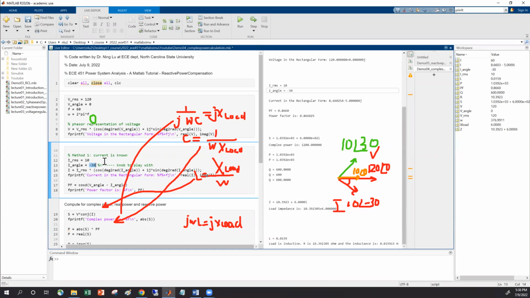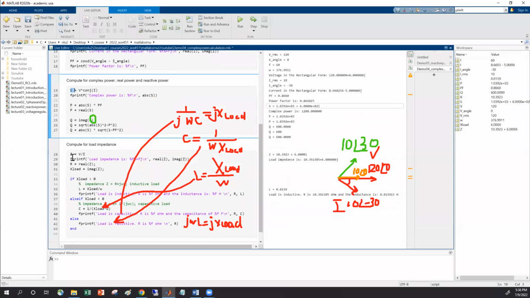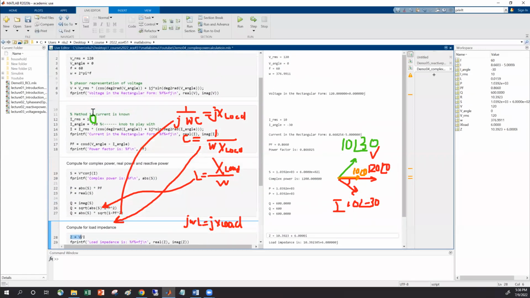So in this video, I just introduced to you how to calculate the complex power here, and how to compute the load impedance if the voltage and current are given. So in our next video, I'm going to introduce the second way of computing the complex power, where we give you the impedance and then let you compute the complex power and current. Thanks for watching. I'll see you next time.